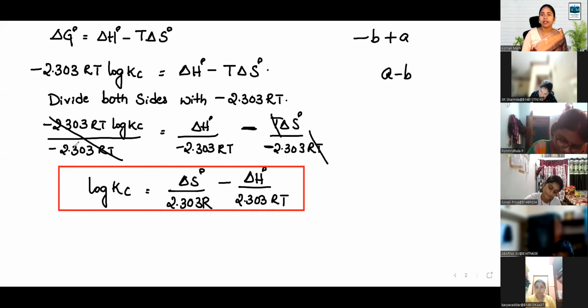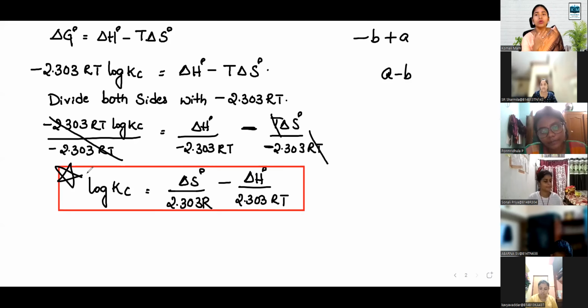Take out this formula. Clear, everybody? Log Kc is equal to, repeat, you all should remember this formula. Log Kc is equal to delta S naught by 2.303 R minus delta H naught by 2.303 RT. Okay, fine. This formula is okay.